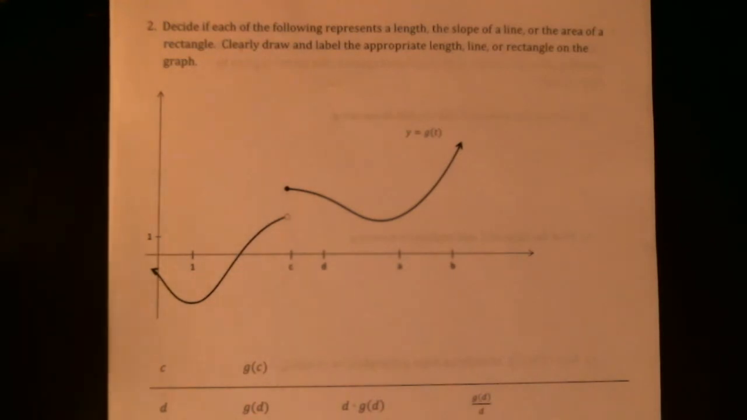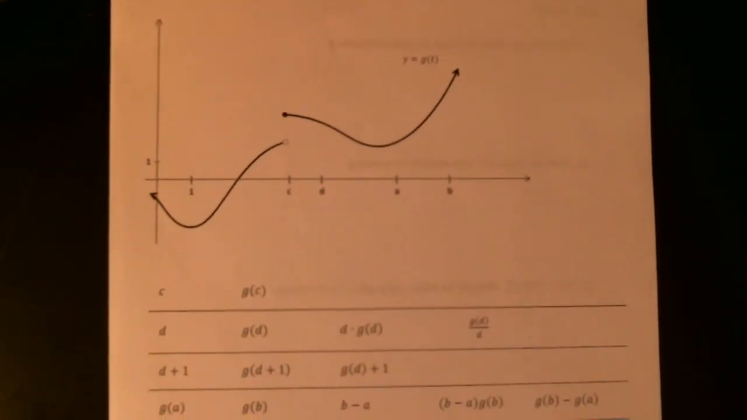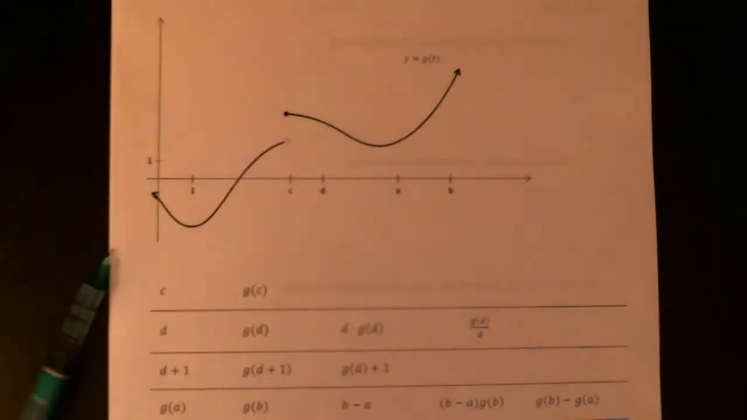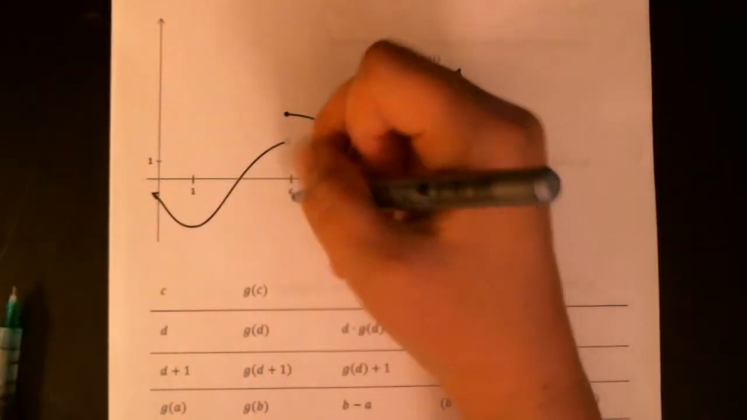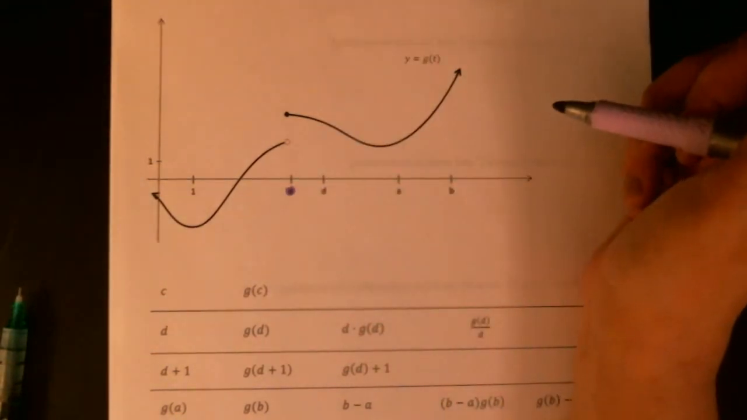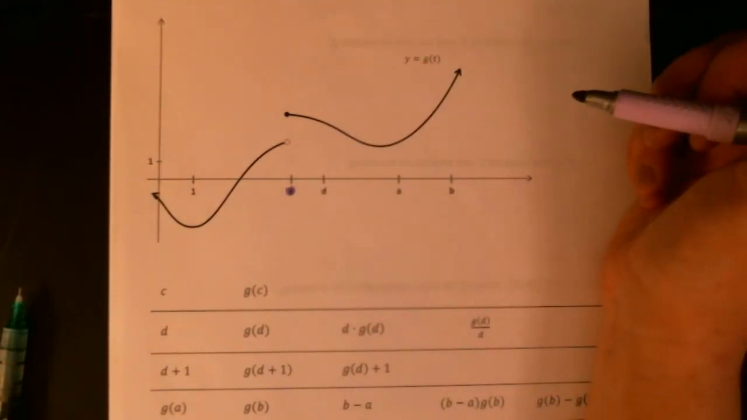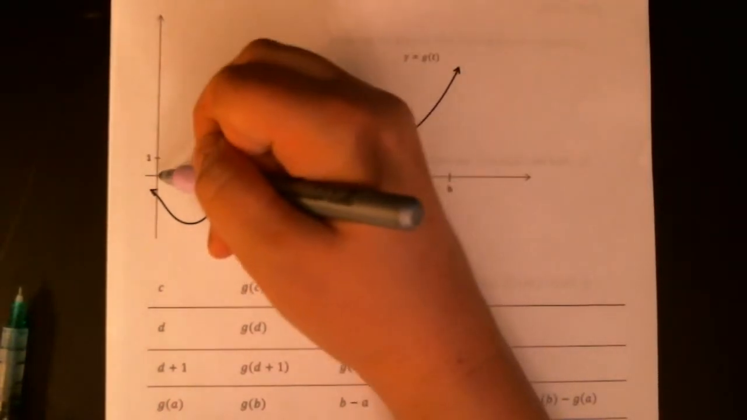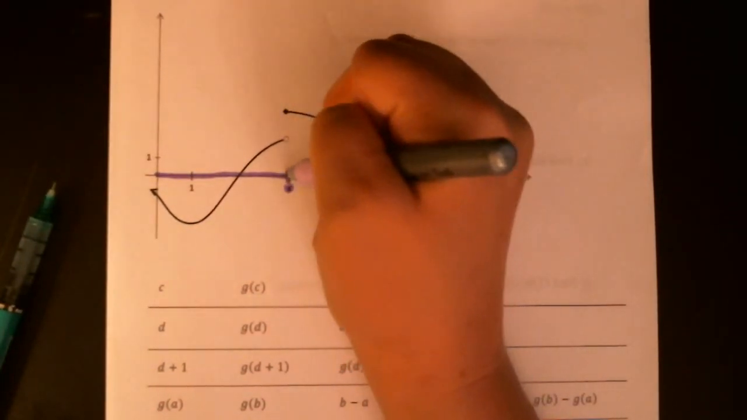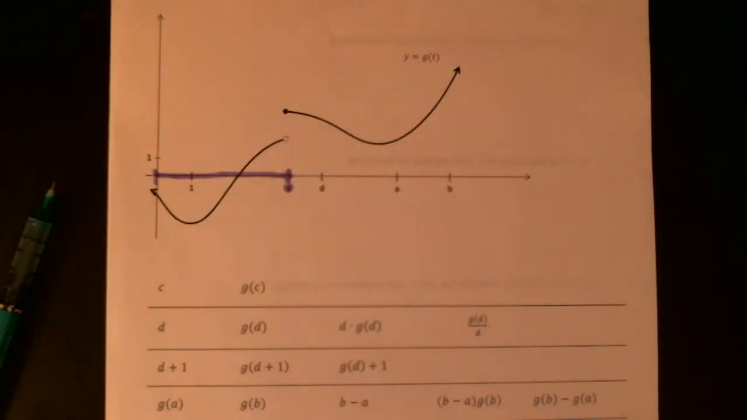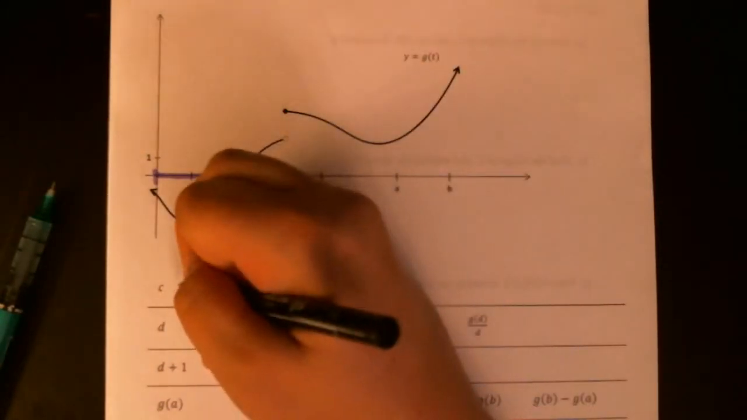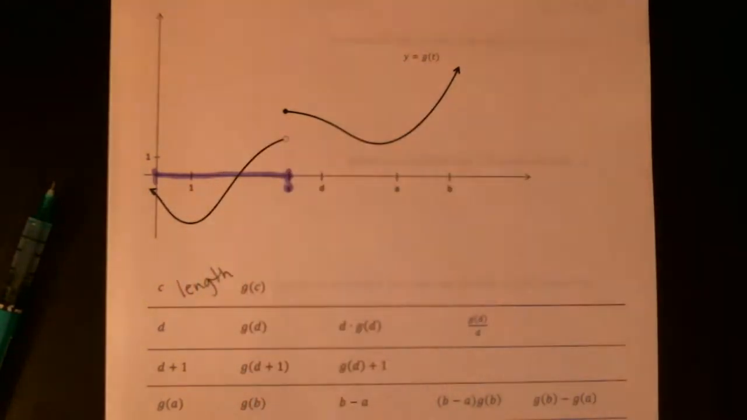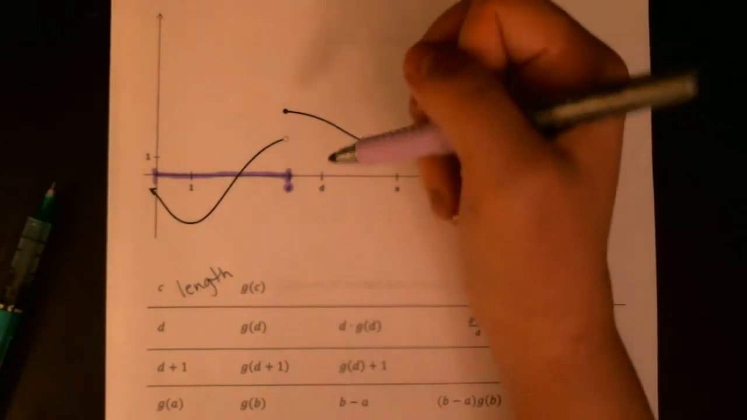Okay, so let's see. First pair is what is C and what is G of C. So I kind of hit some of this in the first video. C is a label I see right here on a horizontal tick mark, so it's an X value. But I want you to be really clear about the fact that an X value is a length. So C is the length from the y-axis to that tick mark. It's the distance. So this is a length.